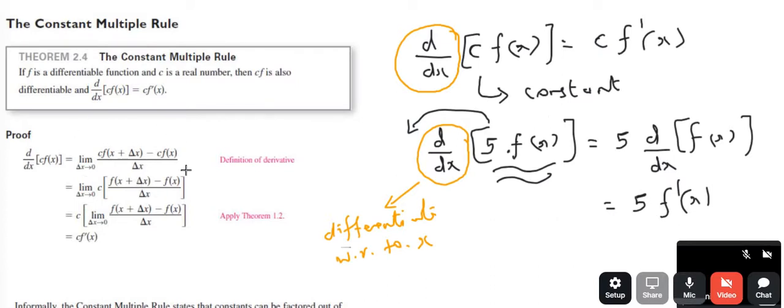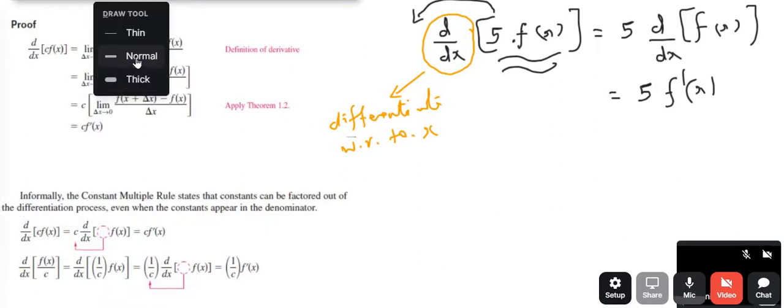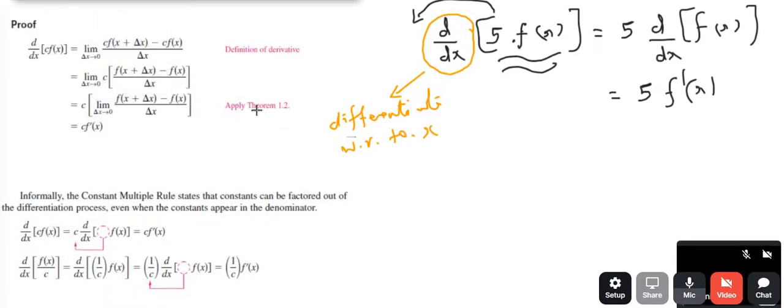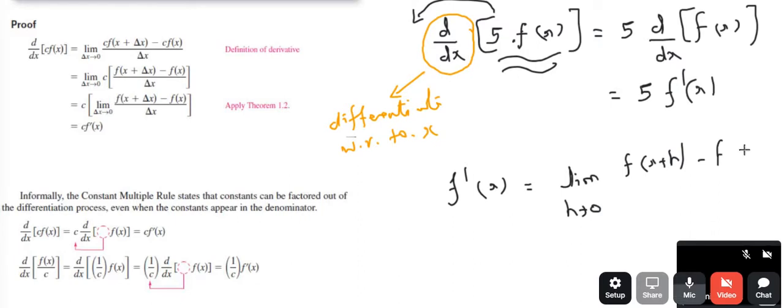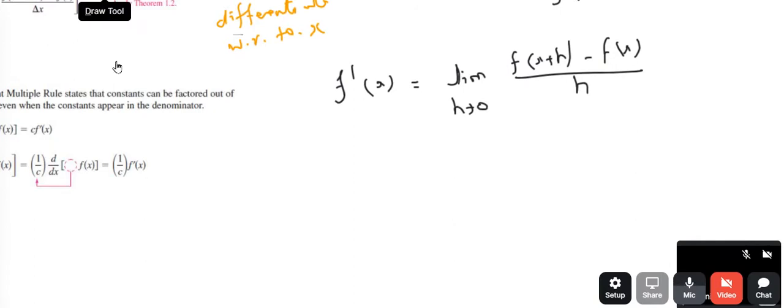Okay, we have a proof for this one. We can go through this. Whenever you want to prove, we have to use the concept of limits. So we know that the differentiation, that is f prime of x, is basically a limit: limit h tends to 0, f of x plus h minus f of x, all over h. Sometimes in some textbooks and other contexts, it will be represented like this also.